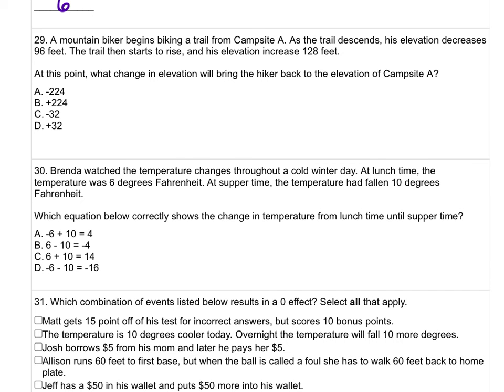Number 29, a mountain biker begins hiking a trail from campsite A. As the trail descends, his elevation decreases 96 feet. The trail then starts to rise, and his elevation increases 128 feet. At this point, what change in elevation will bring the hiker back to the elevation of campsite A? So let's just start by seeing how the mountain biker's elevation changed. From where the mountain biker started, the elevation decreased 96 feet and then increased 128 feet, which equals an increase, is positive, of 32 feet.